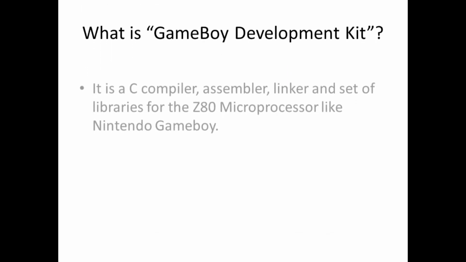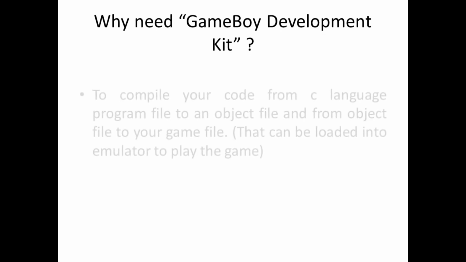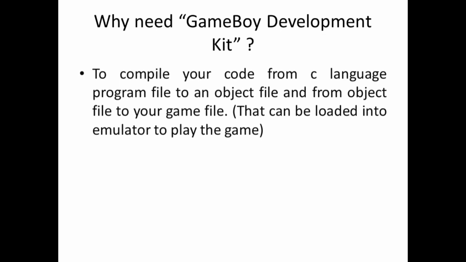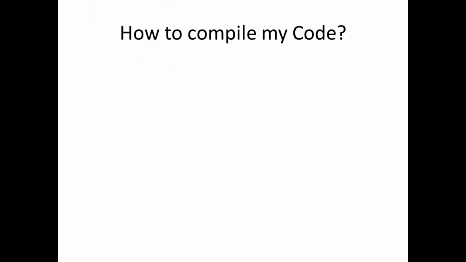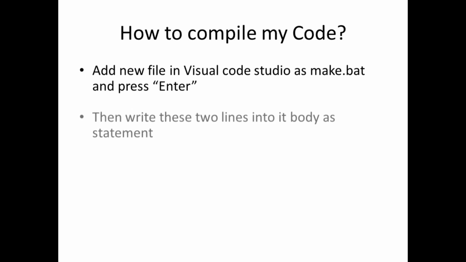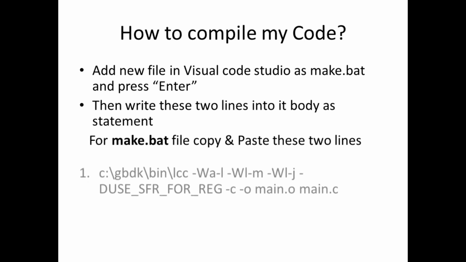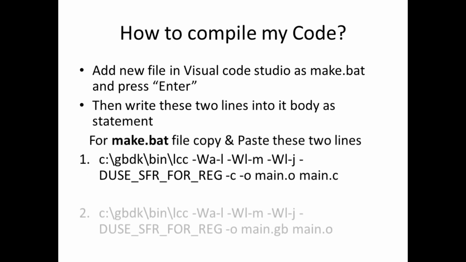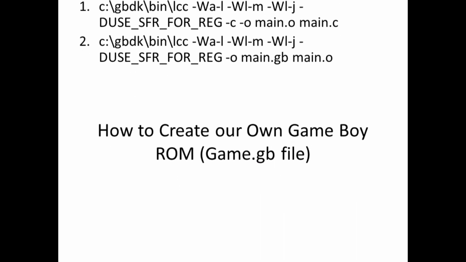What is the Game Boy development kit? GBDK is a C compiler and assembler for the Z80 microprocessor. Why do we need it? Because we need to compile our C file into the GB file, the Game Boy file. And how will we compile our file? We will create a make.bat file in Visual Studio Code and copy these 2 lines into its body to compile our file.